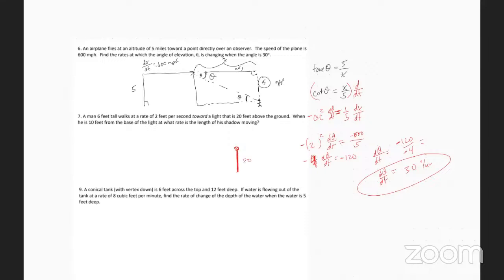And he's walking at a rate of, so dx dt is equal to 2 feet per second. Let's try that again. 2 feet per second. So he's walking to the right at 2 feet per second.